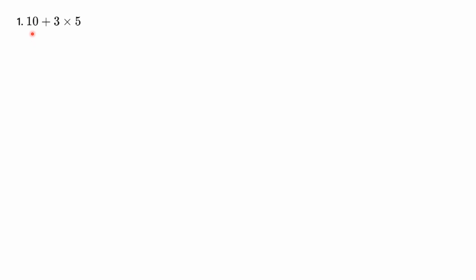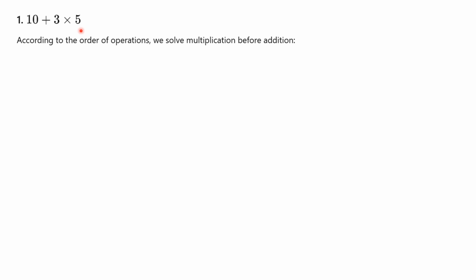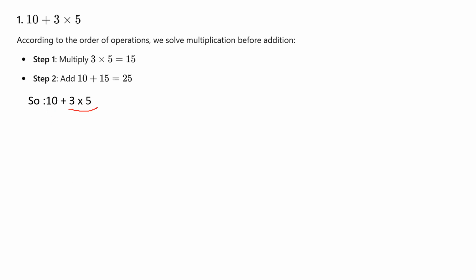So starting with part 1, 10 plus 3 times 5. What do you think? Which one do I have to start first? Addition or multiplication? Of course, according to PEMDAS, I have to solve multiplication first. So, step 1, multiply 3 times 5, which is 15. Then you add your answer, 15 plus 10, which will give you 25. So, how to write it? This is our operation. So first keep 10 in its place and you multiply 3 times 5. So it will be 10 plus 15. Then you can add to have 25.